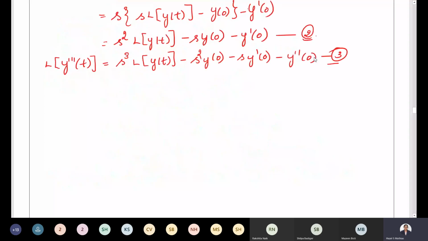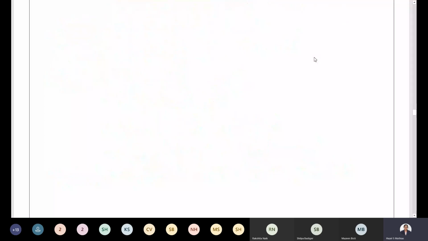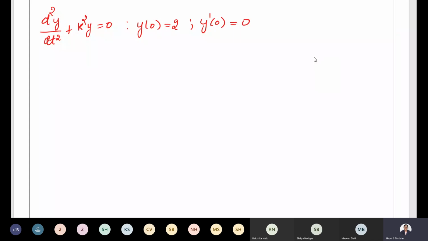Okay, now let's discuss the question. You can see the PDF I have sent. There the first question says that we have to find the solution of a differential equation using Laplace transform with the conditions. See, initial conditions are given: y of 0 and y dash of 0. They have asked us to find the solution of d square y by dt square plus k square into y equal to 0, with the conditions y of 0 equal to 2 and y dash of 0 equal to 0. So we have to find the solution of this using Laplace transform.